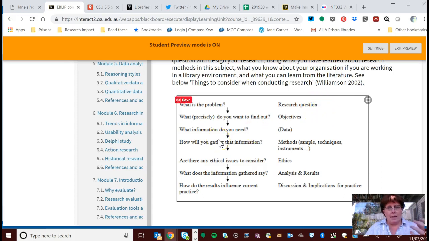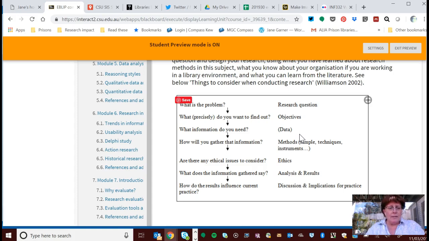Then you're thinking about, okay, to answer this research question, to meet these objectives, what sort of information am I going to need? And for me, that becomes the data gathering process. So for me, that is things like, I want to know what do these libraries look like in Australia. So I want to know across the whole of the country, what do these libraries look like in juvenile prisons.